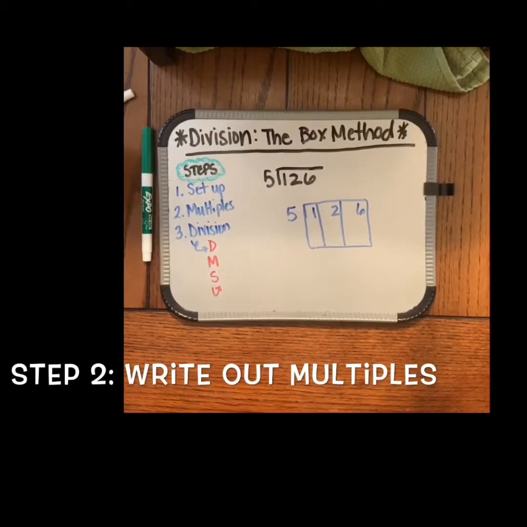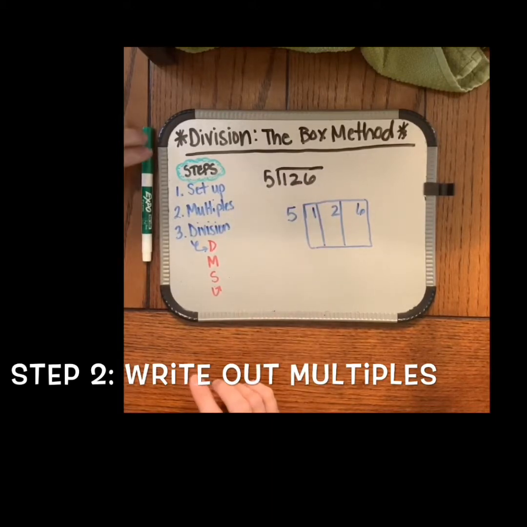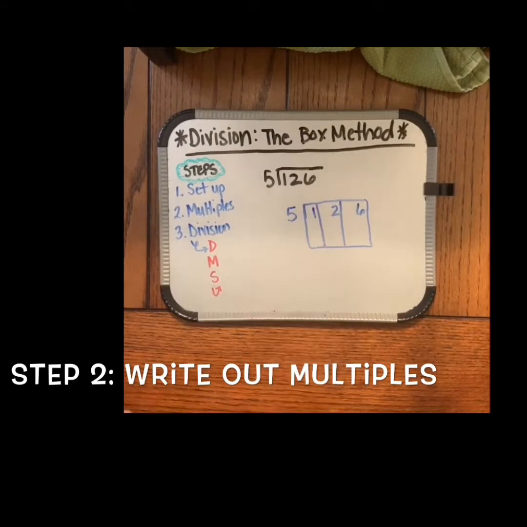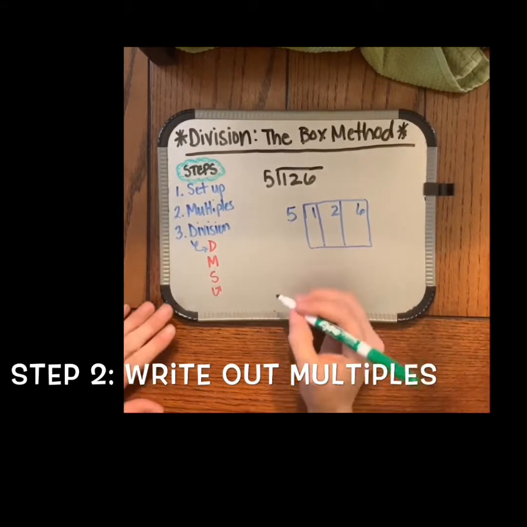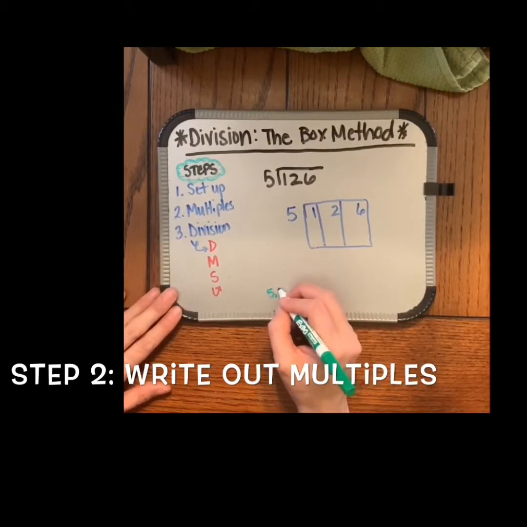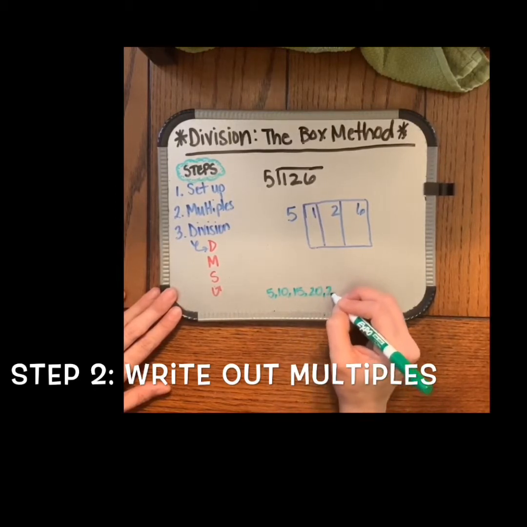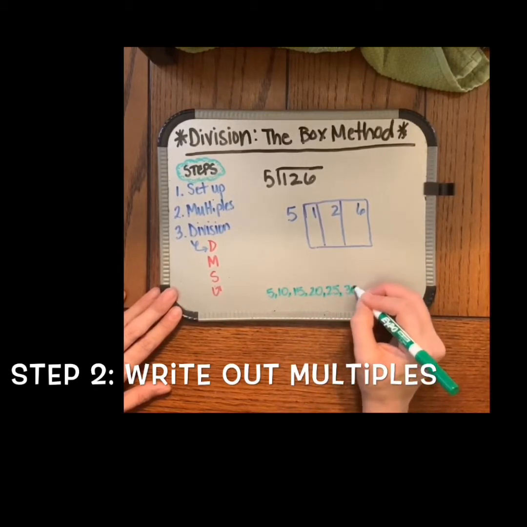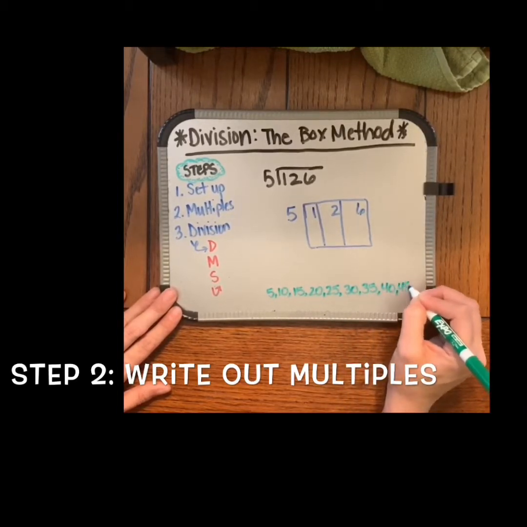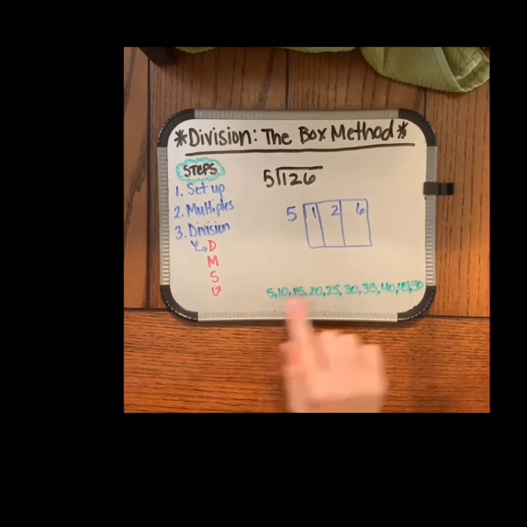Okay? Now, the next step after I set up is I'm going to write my multiples. So this is taking the number you're dividing by and writing all of its multiples down. It will make steps later easier. So I'm going to do 5, 10, 15, 20, 25, 30, 35, 40, 45, 50. I always stop at the tens. Okay, so now I have my multiples.